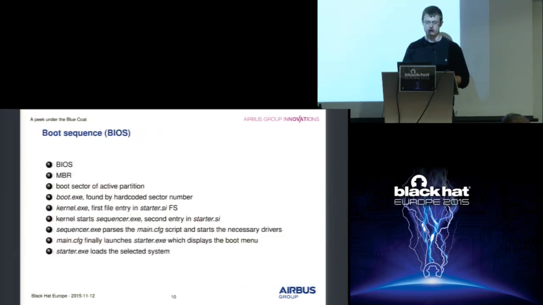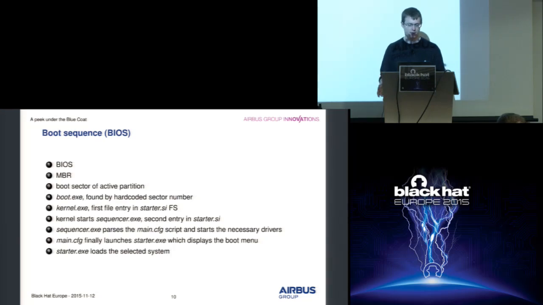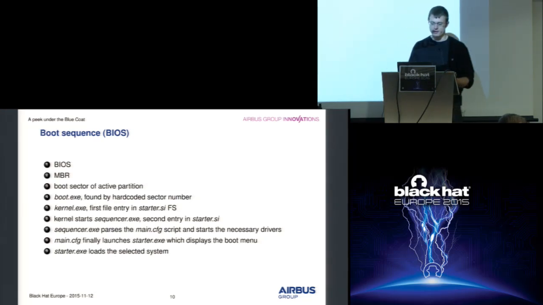To summarize the boot sequence, you boot the BIOS, then the MBR. The MBR checks the boot sector. Then it boots boot.exe, which is found by a hard-coded sector number. The boot.exe starts kernel.exe, which is stored in starter.si, the first file entry. We'll see that there. Then it starts sequencer.exe, which is the second entry in starter.si, and is really interesting because it's actually a script parser.